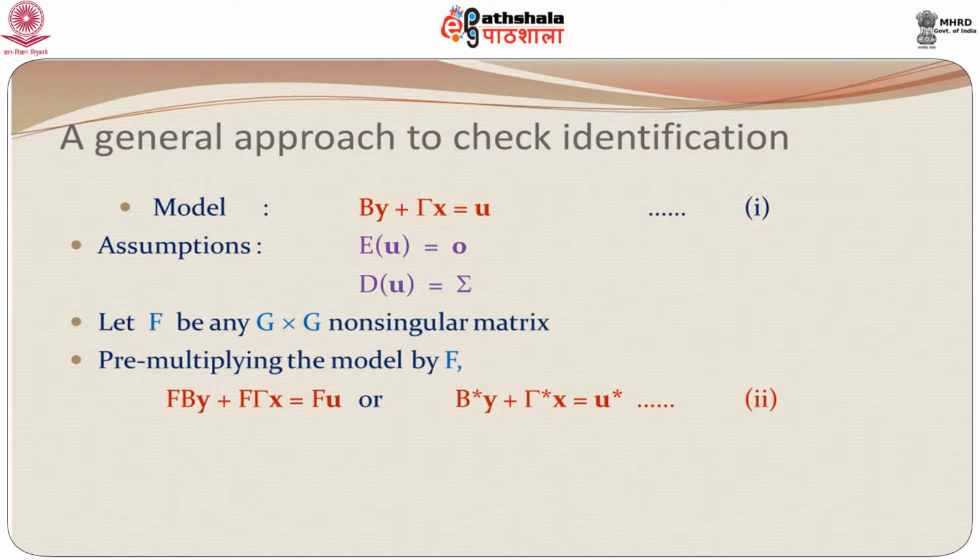Now, if you look at expectation values, expectation of u equal to 0 implies that expectation of u star is equal to 0. Similarly, dispersion of u equal to sigma implies that dispersion of u star is F sigma F prime, and we will call this sigma star. So, now we have a different setup. In this case, we have B star y plus gamma star x is equal to u star with expectation 0 and dispersion sigma star.